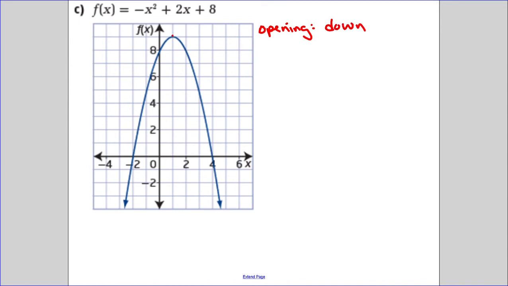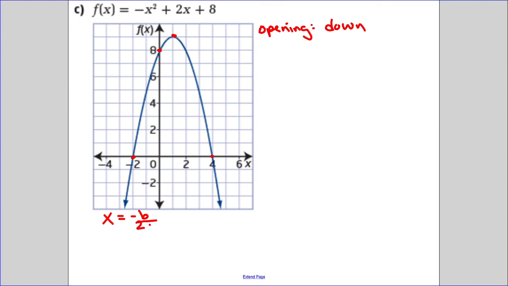It looks like it has a vertex right here. It looks like it crosses the y-axis right here and has a couple of roots here and here. So those are kind of our important pieces of our graph that we can use to really draw this out. So minus b over 2a, remember, is going to tell us a little bit of information.